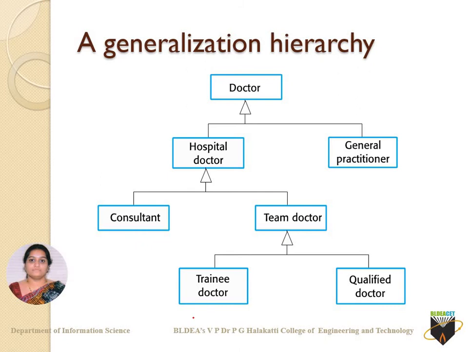If I say team doctor, so there can be a trainee doctor, that's a person who is doing PG and other things there. Else I can call it as a qualified doctor. So these two are subclasses for this main class called out as team doctor. Okay, all of them are subclasses to this main class called out as doctor. This is a generalization hierarchy.